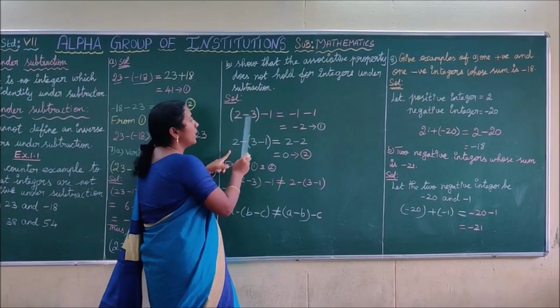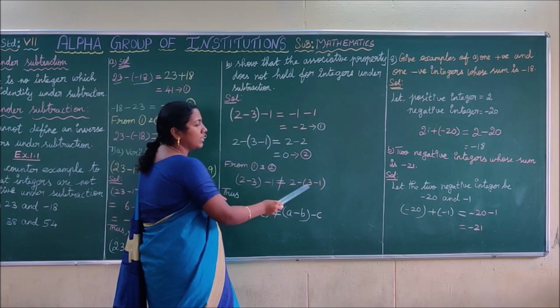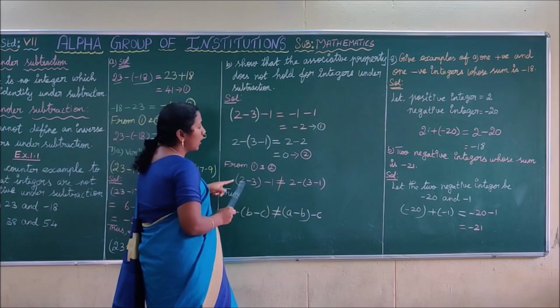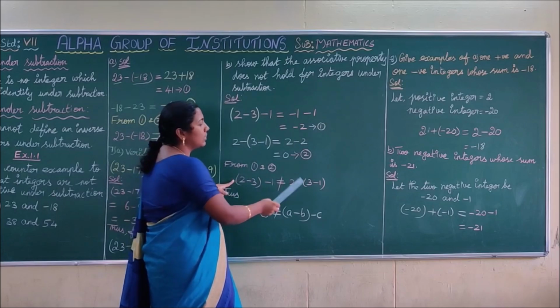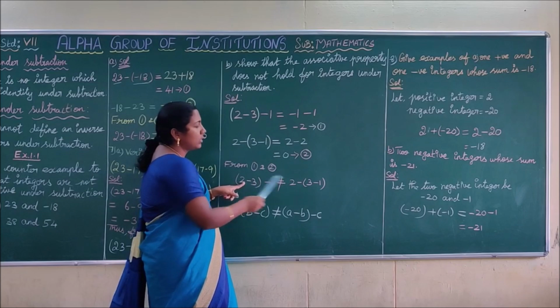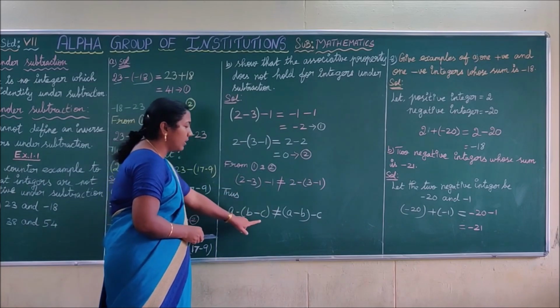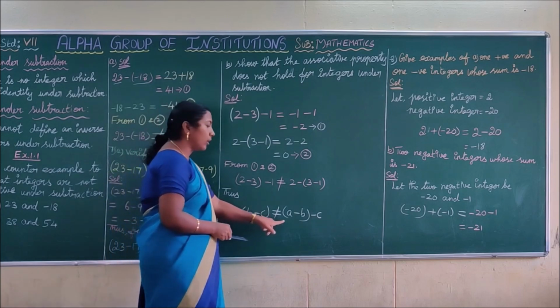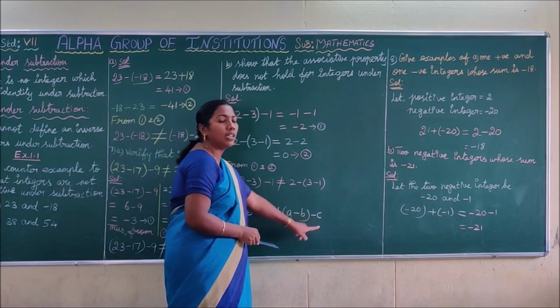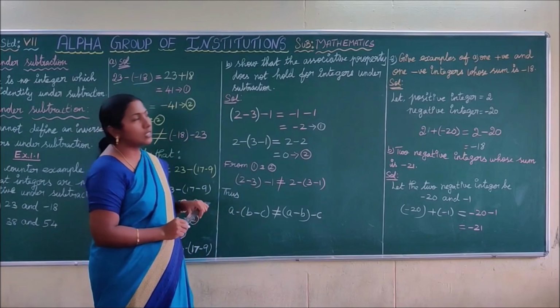Thus (2 minus 3) minus 1 is not equal to 2 minus (3 minus 1). In the operation of addition, both sides you get the same answer. But in the operation of subtraction, both sides you get a different answer. Thus we can write (a minus b) minus c is not equal to a minus (b minus c). That is, integers are not associative under the operation subtraction.